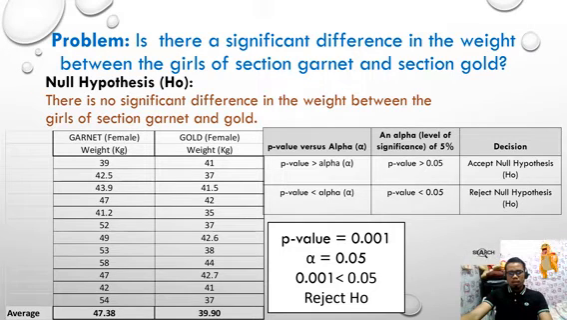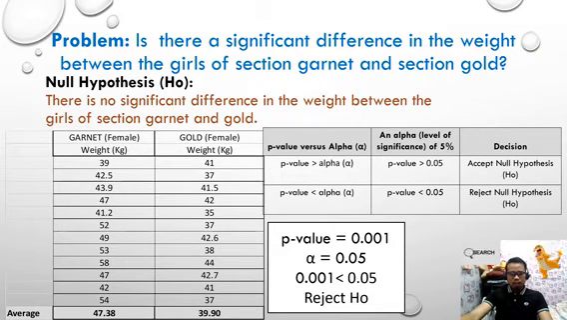gold. Since our computed p-value is 0.001 and our alpha again is 0.05, it showed that 0.001 is less than 0.05. Therefore, our decision on the null hypothesis is we reject it. Therefore, we reject the null hypothesis that there is no significant difference in the weight between the girls of section garnet and gold, meaning there is a significant difference because we reject the null hypothesis.